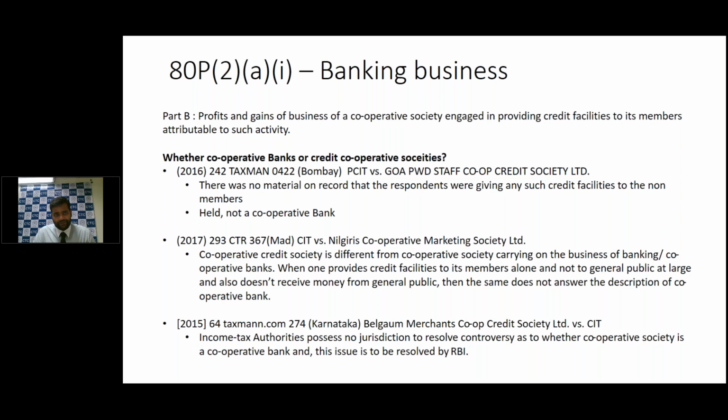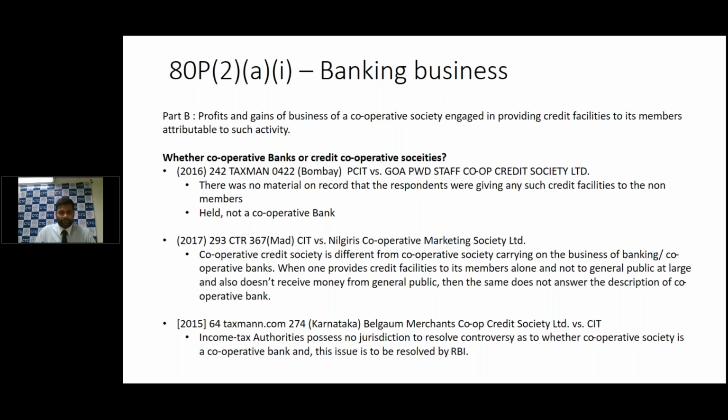Mind you, Part B of 80P(2)(a)(i) allows deduction of profits and gains of business of a cooperative society engaged in providing credit facilities to its members. And when a cooperative society is only providing credit facility to its members, not providing any facility to non-members, the Bombay High Court held that it is not a cooperative bank but a cooperative society. Similar view was taken by the Madras High Court in 293 CTR 367, Nilgiris Cooperative Market Society. Whereas in a case before the Karnataka High Court, the High Court held that the assessing officer has no authority to resolve the controversy as to whether a cooperative society is a cooperative bank or a cooperative credit society. This issue has to be resolved by the RBI.